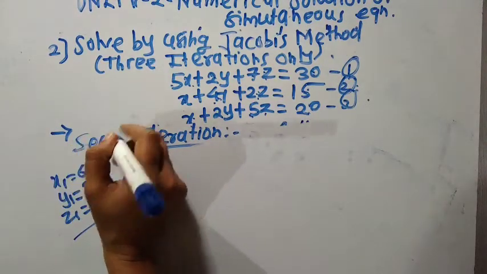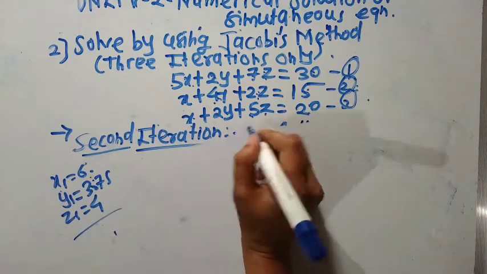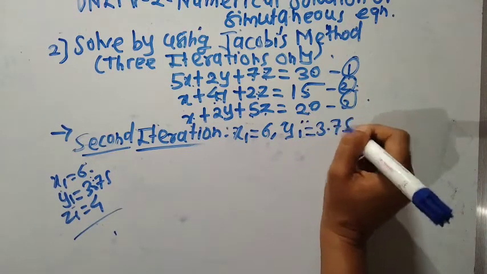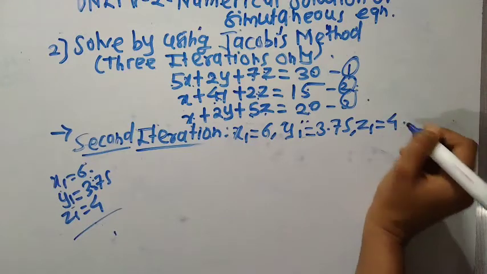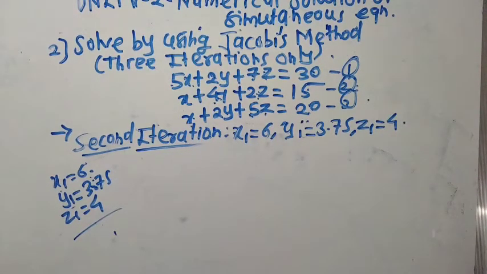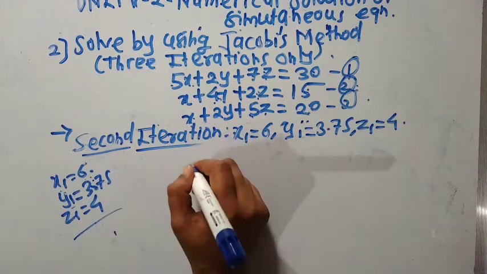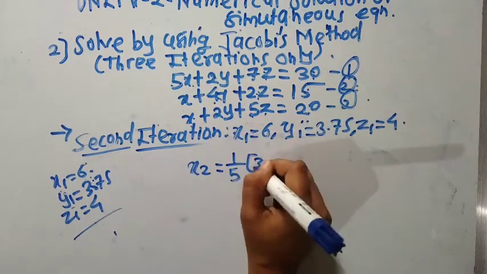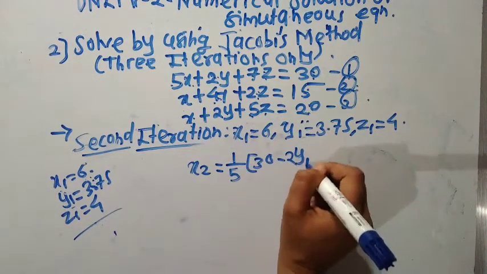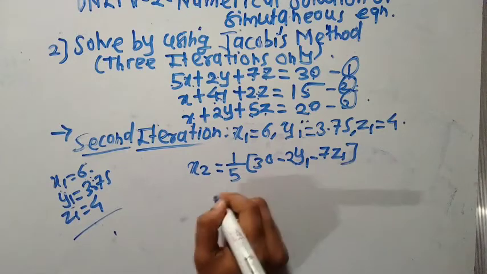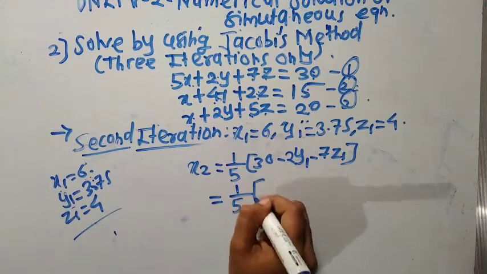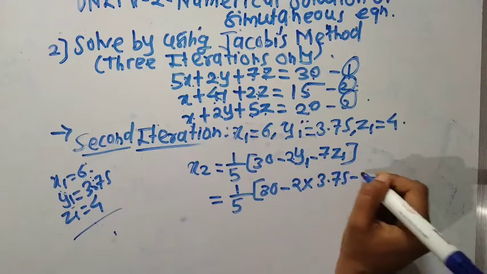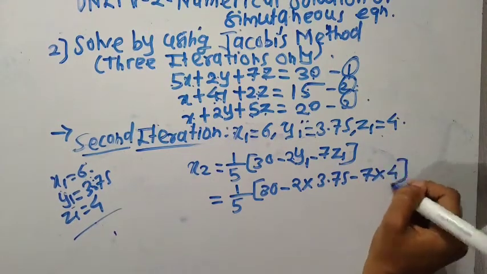Find the second iteration. So here x1 is equal to 6, y1 is equal to 3.75 and z1 is equal to 4. So here first find out x2, which is 1 divided by 5, 30 minus 2y1 minus 7z1, which is equal to 1 divided by 5, 30 minus 2 into y1 is 3.75 minus 7 into z1 is 4.